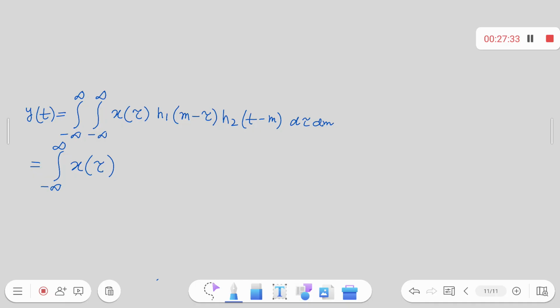This limit is for tau. Here this limit is for m. This limit is for tau. Then you have minus to plus infinity h1 m minus tau h2 t minus m dm and then d tau.